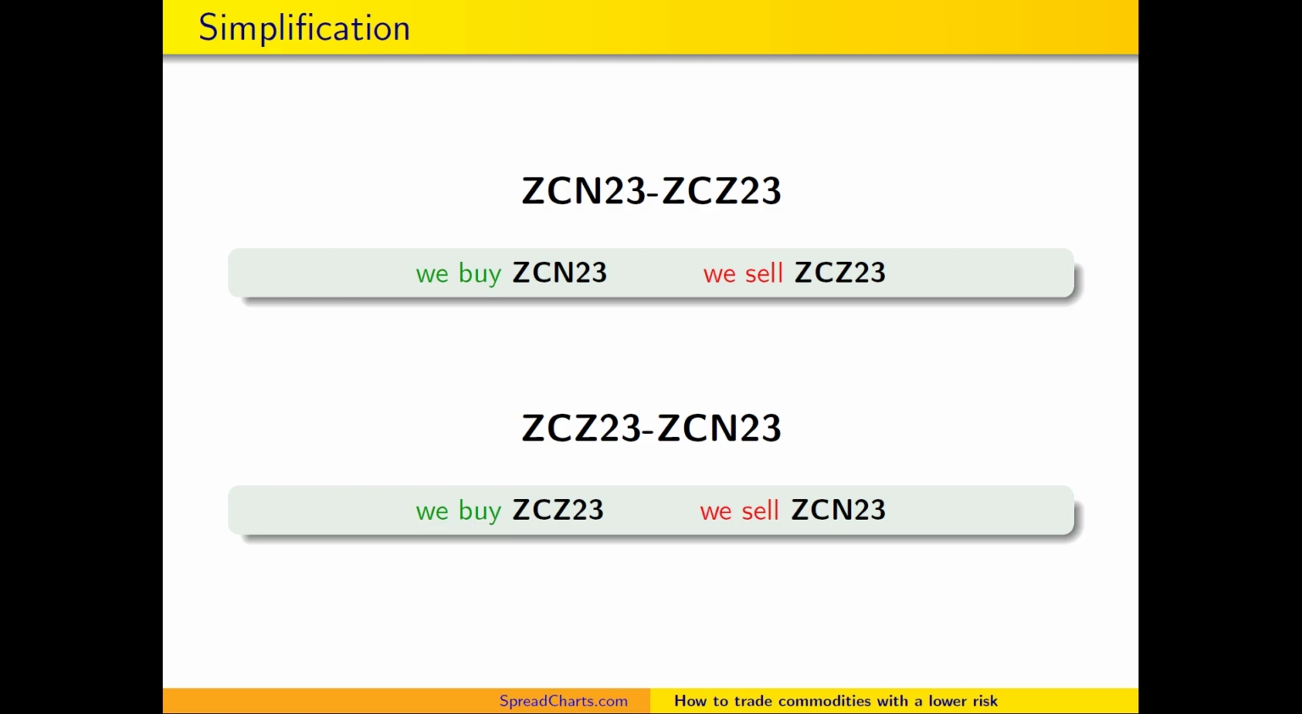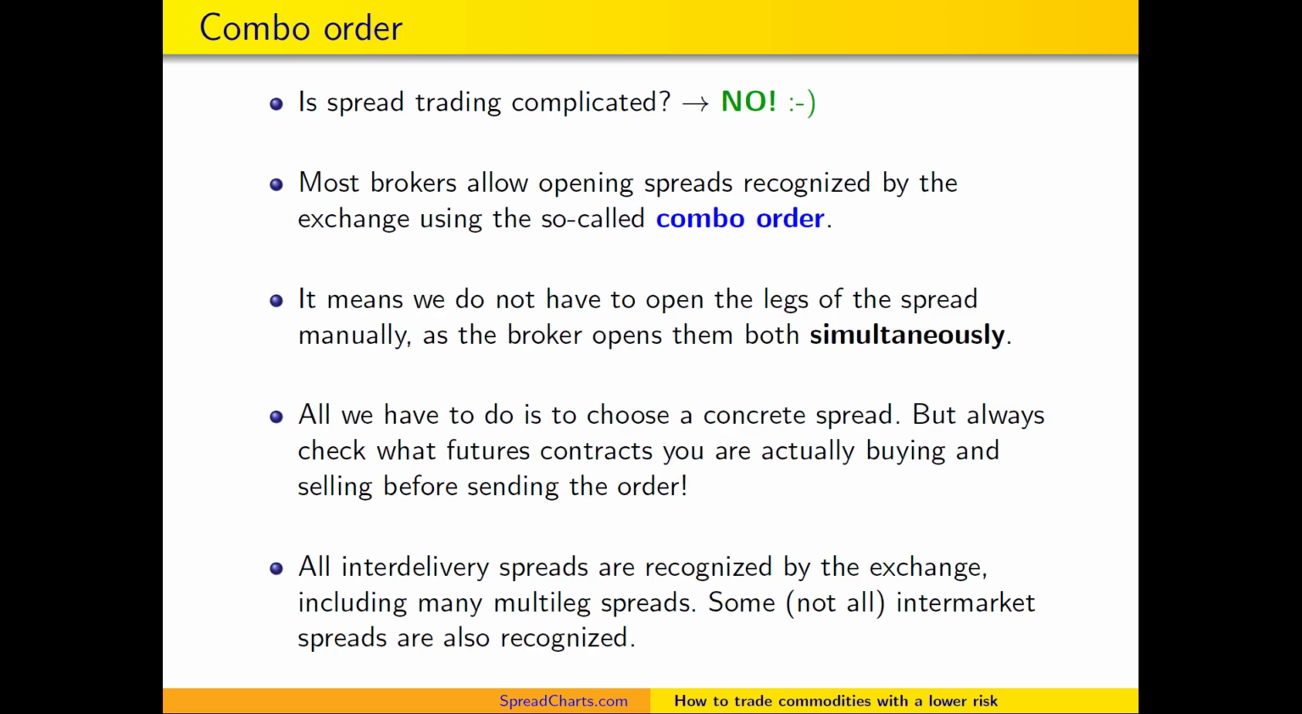There is one practical thing I must clarify. Opening positions on two contracts may sound complicated. The price of the second contract might slip away as we are opening the first leg of the spread. Don't worry, there is a perfect solution. All good brokers support the so-called combo order that allows you to open a spread trade at once. We don't have to open the legs of the spread sequentially. The broker would open them both simultaneously.